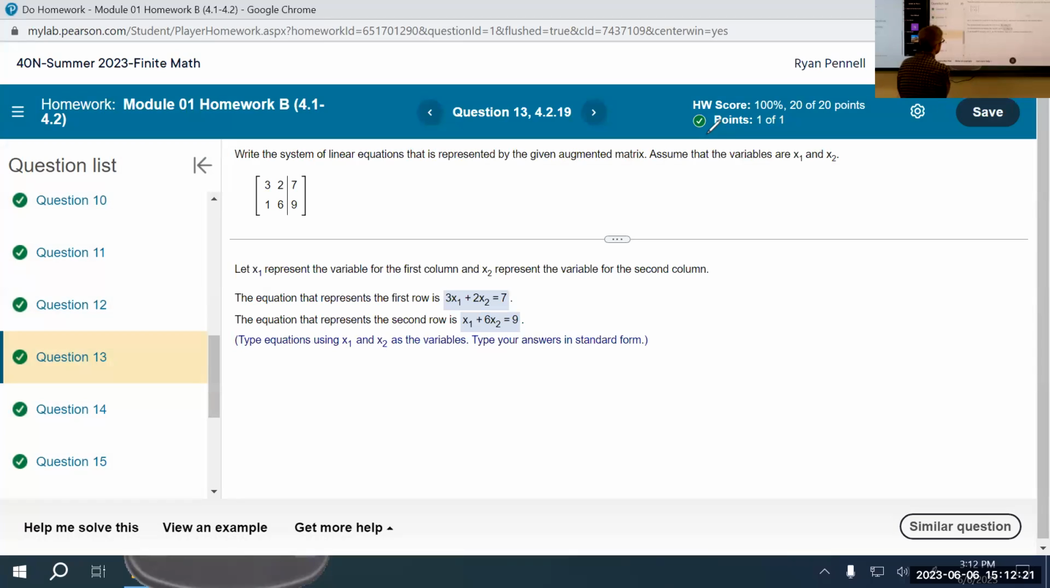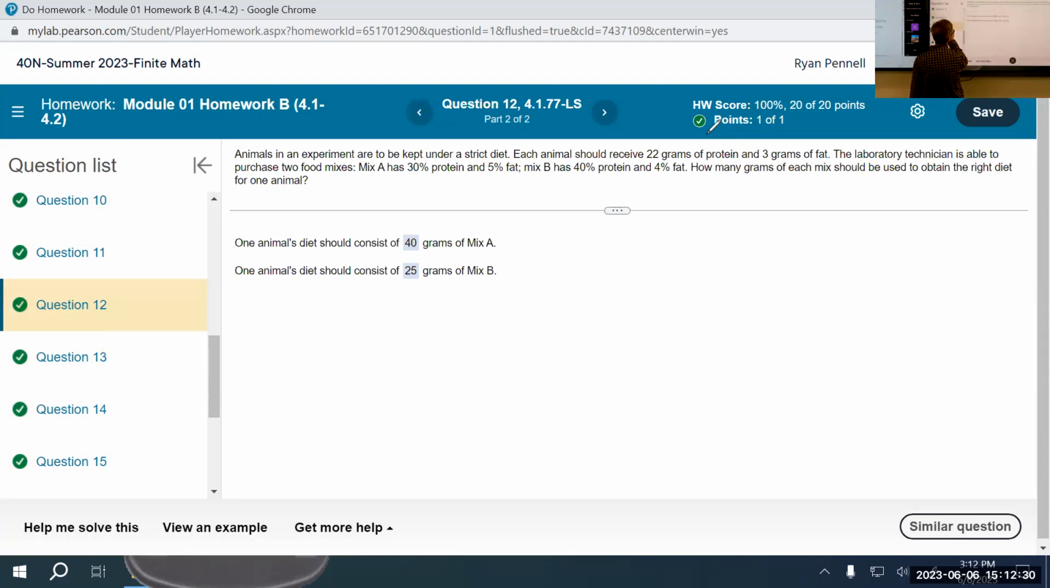Let's take a look at 13. Write the system of linear equations that represents the given augmented matrix. Actually, let me go back and just make sure. Sorry. I think I need to go back.